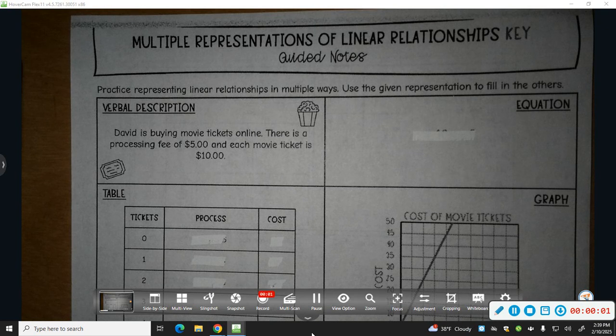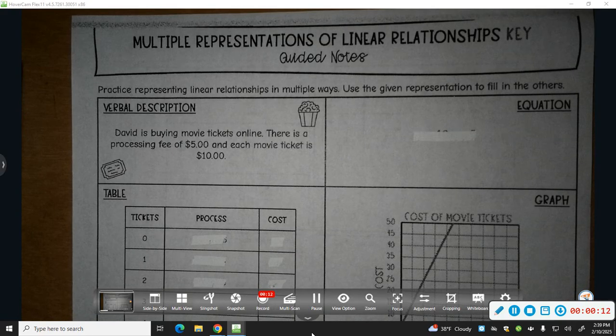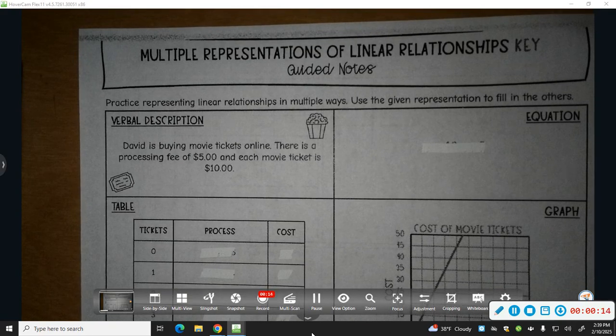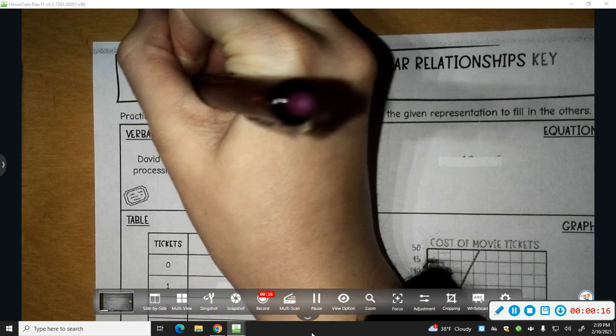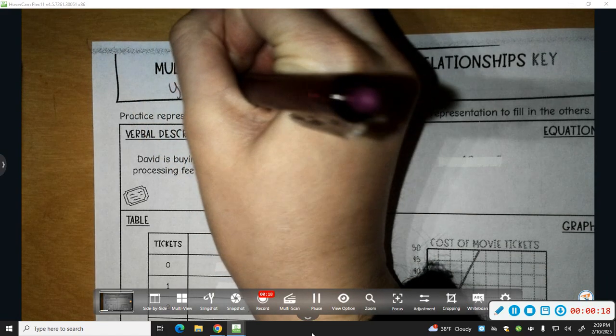Okay, today we're going to do a little bit of a review of some stuff that we learned in a previous unit. So today we're going to do multiple representations of linear relationships. To start out with, I just want to remind you that whenever we're working with linear relationships, it's always going to be in the form y equals mx plus b.